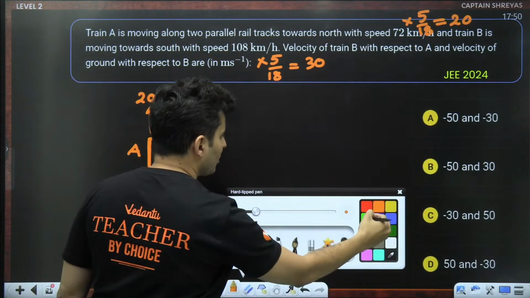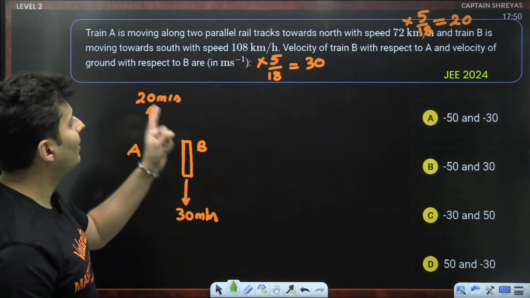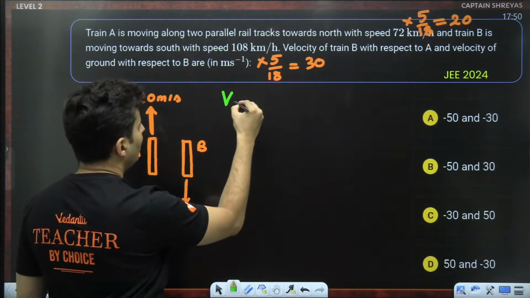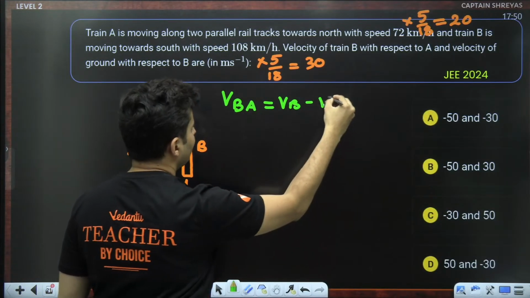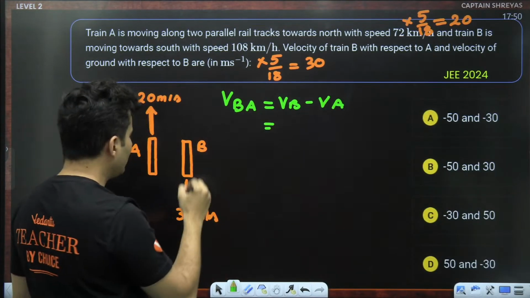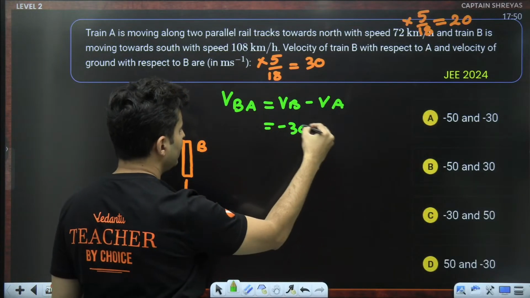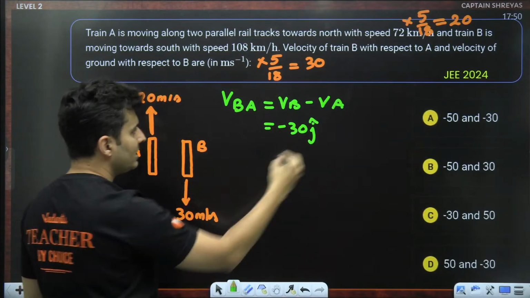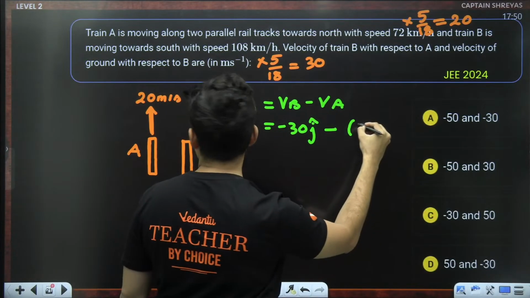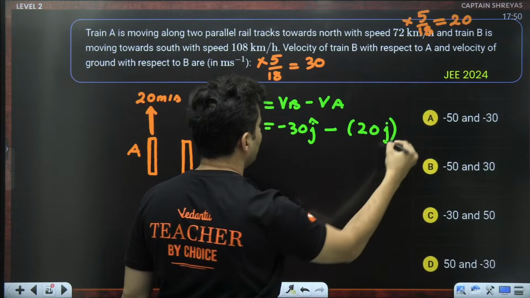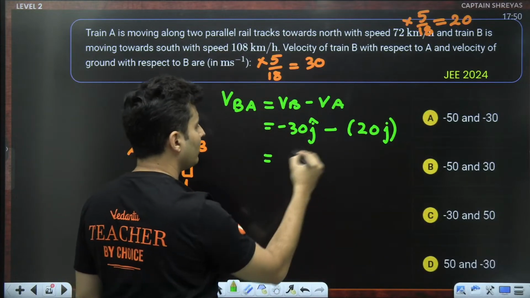Okay, perfect. So now the question is the velocity of train B with respect to A. Velocity of B with respect to A will be VB minus VA. Velocity of B is negative 30 j cap, minus velocity of A, which is plus 20 j cap. So how much will it be? 30 and 20 will add now.